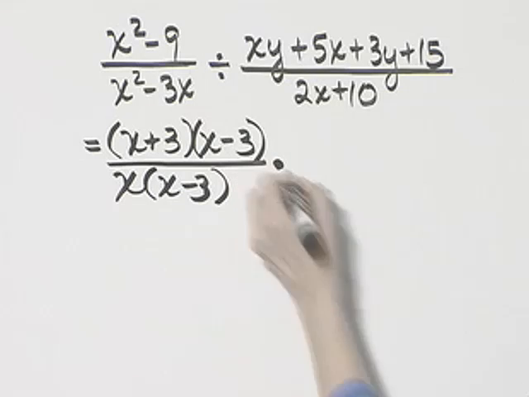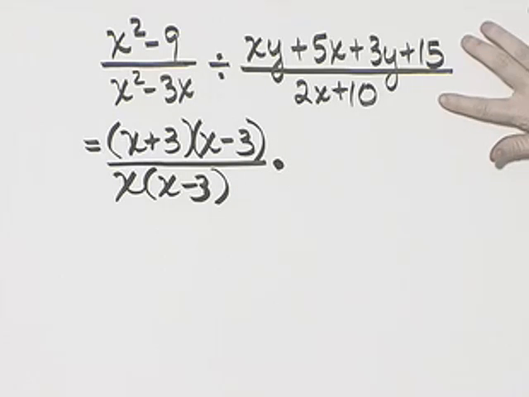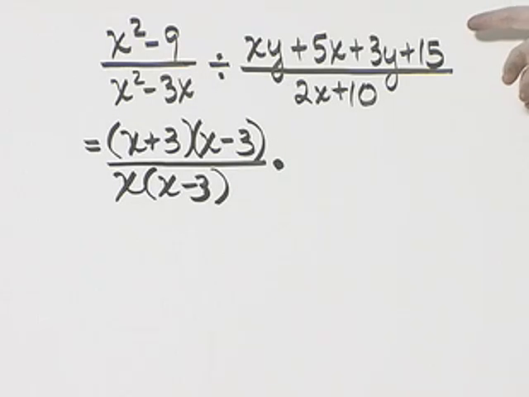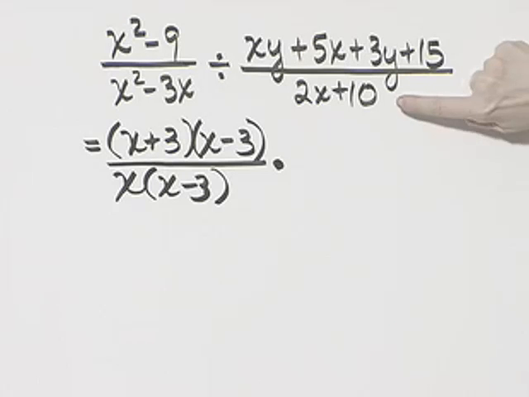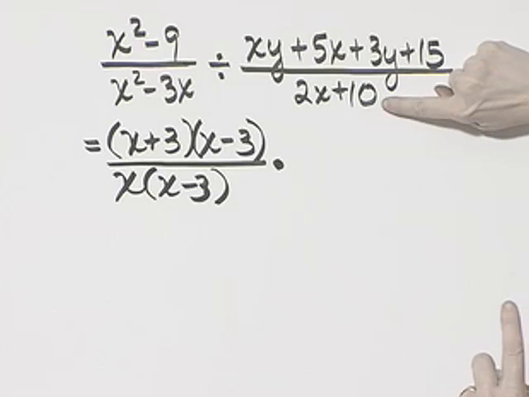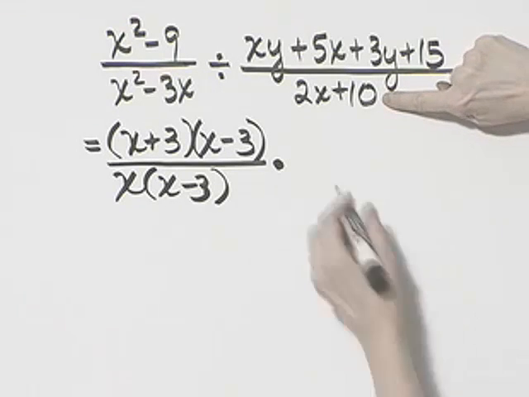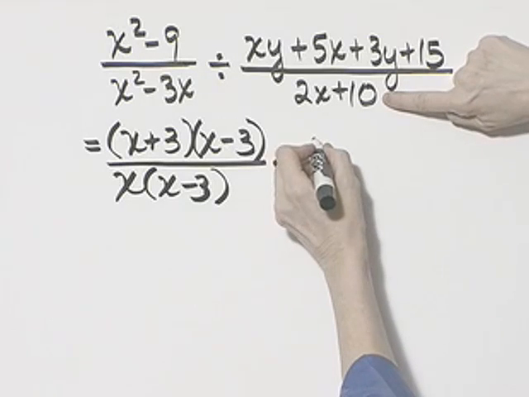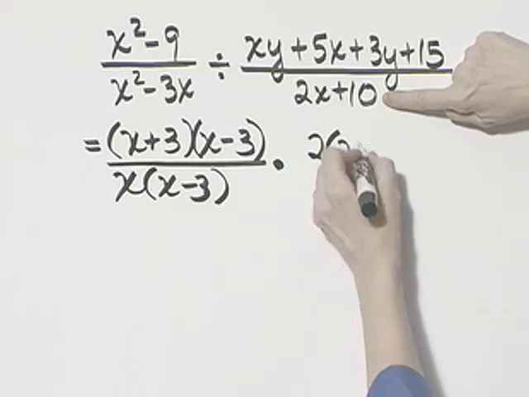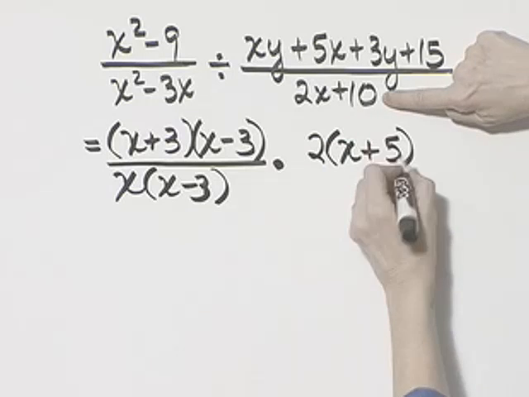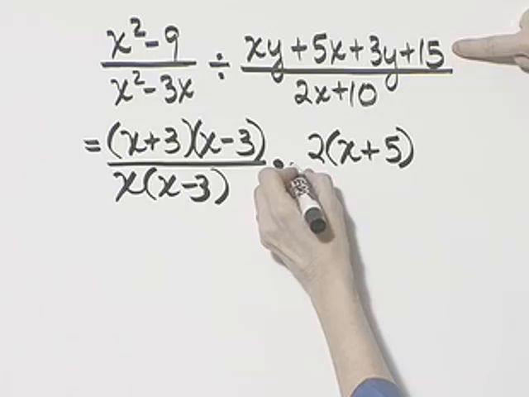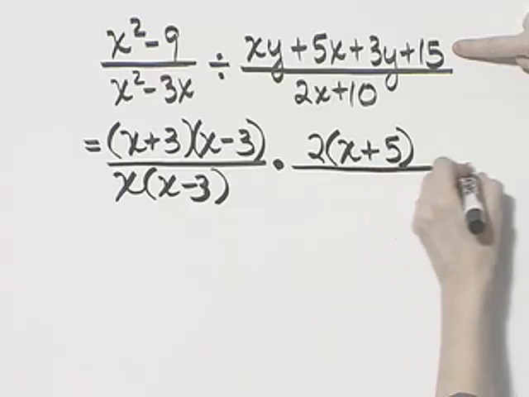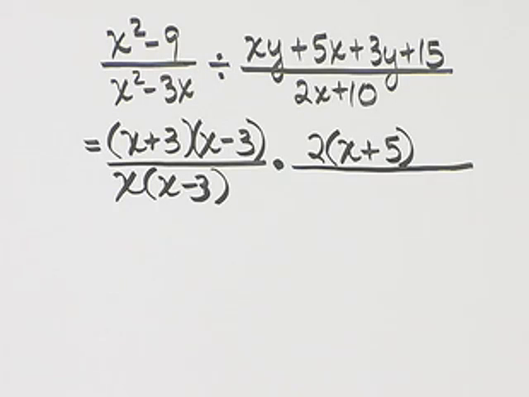Now I'll make this multiplication, so I will take the reciprocal of the second rational expression, and at the same time I'm going to go ahead and start factoring. What about this denominator, which will become this numerator? There's a common factor of 2. I'll factor it out, and it's x plus 5.